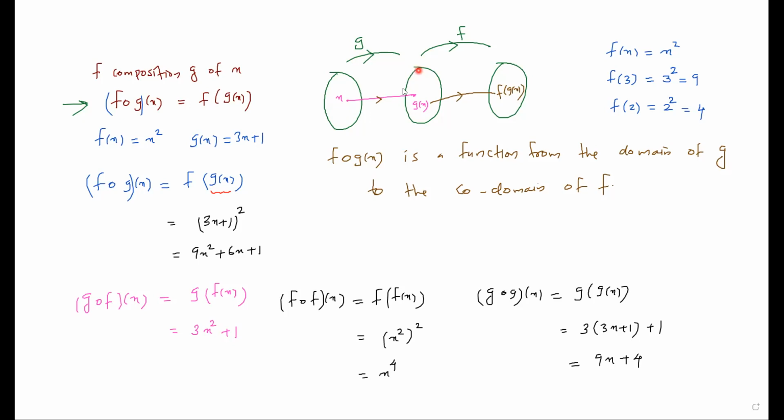Now the codomain of g, that is the domain of f, then the image of g of x under the function f is nothing but f of g of x. So f composition g of x is defined as f of g of x, and this is a pictorial representation. From this you will understand that f composition g of x is a function from the domain of g to the codomain of f.